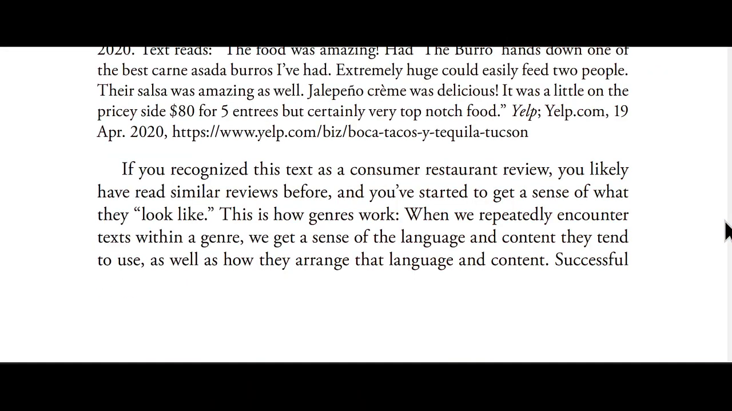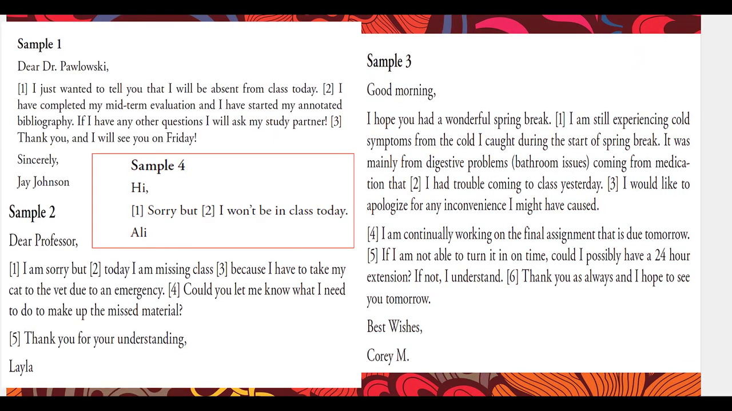Jacobson et al. write, if you recognize this text as a consumer restaurant review, you likely have read similar reviews before and you've started to get a sense of what they look like. This is how genre works. When we repeatedly encounter texts within a genre, we get a sense of the language and content they tend to use, as well as how they arrange that language and content. So the strategy that Jacobson et al. use to analyze a genre is to break it down into parts, so to be very analytical about it.